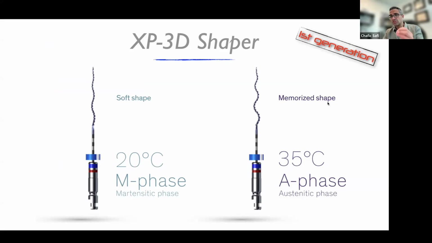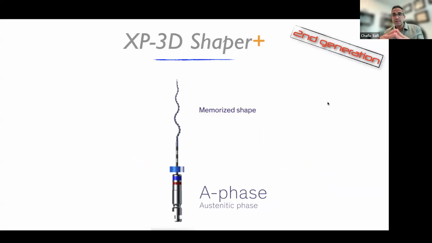And this memorized shape gave the ability to the file to, if you want, expand inside the root canal and to meet the intricate anatomy and to dance with the canal, if you want, without changing the shape or the anatomy of the canal.